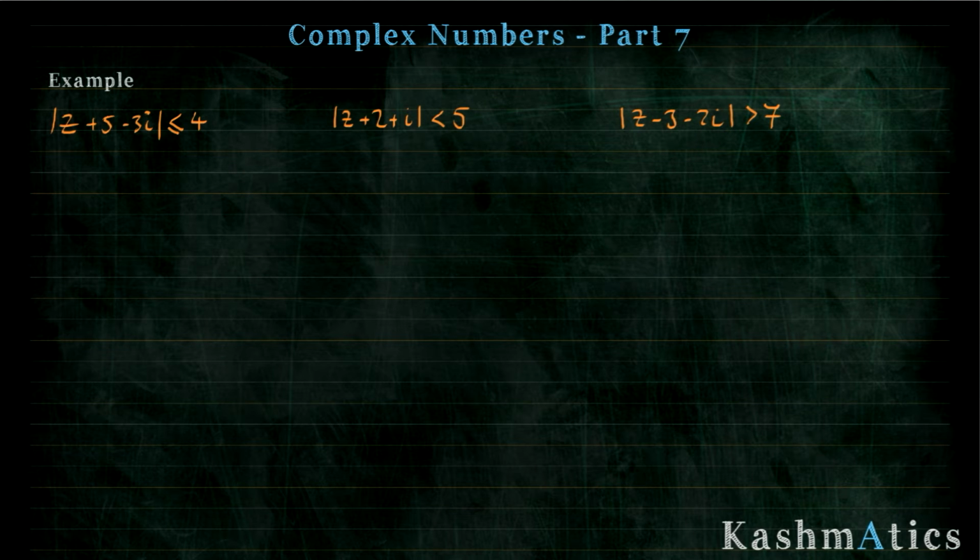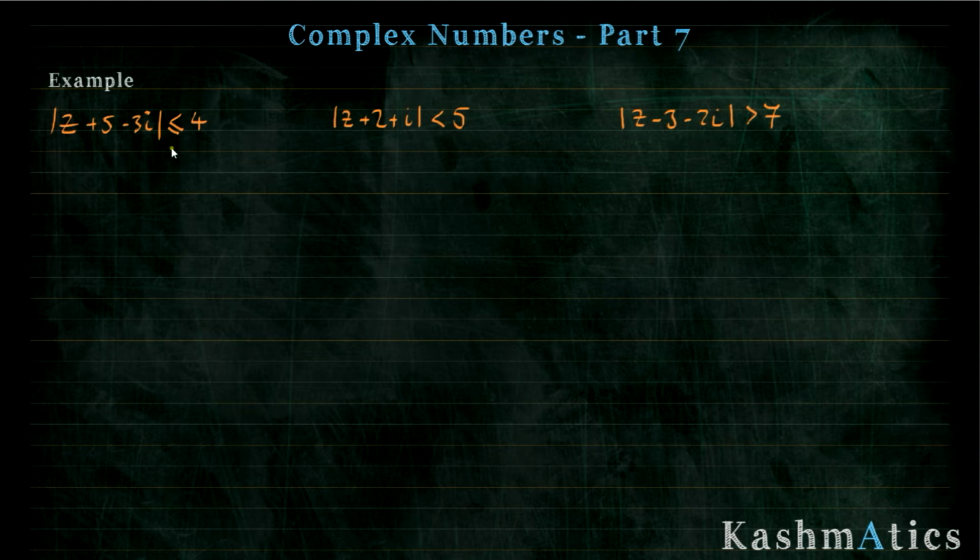Now, these first three examples are fairly straightforward. I hope you can recognize we've got three circles here. So this first one has a center of -5, 3 and a radius of 4. The second one's got a center of -2, -1 and a radius of 5. And the last one's got a center of 3, 2 and a radius of 7. But the inequalities tell us which part of the diagram we need to shade.